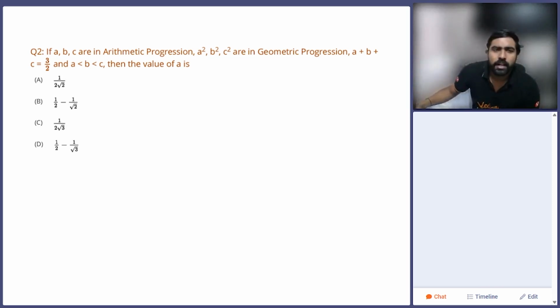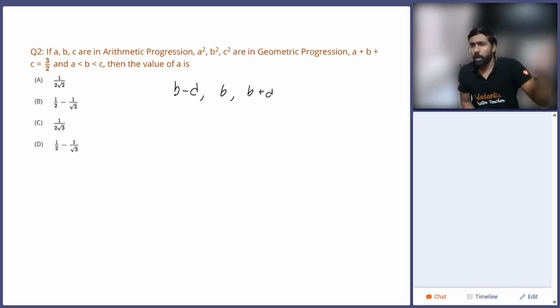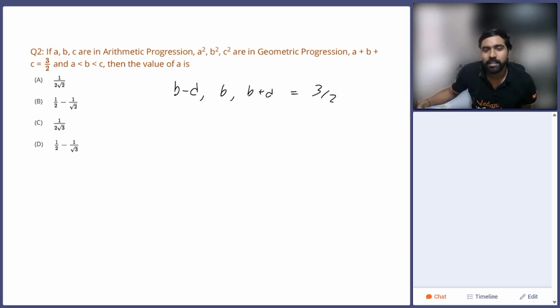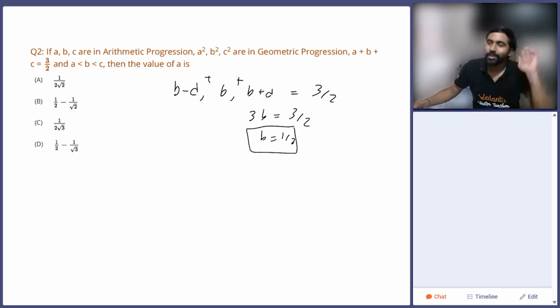Very well. These are terms of an arithmetic progression. Let me assume the common difference is D. Can I say that the terms are B minus D, B and B plus D? Basically, whatever the common difference is, A is nothing but B minus D, C is nothing but B plus D. And their sum is given to you as 3 by 2. So their sum is going to be 3B equals 3 by 2. So B, the middle term, I have already gotten as 1 by 2.